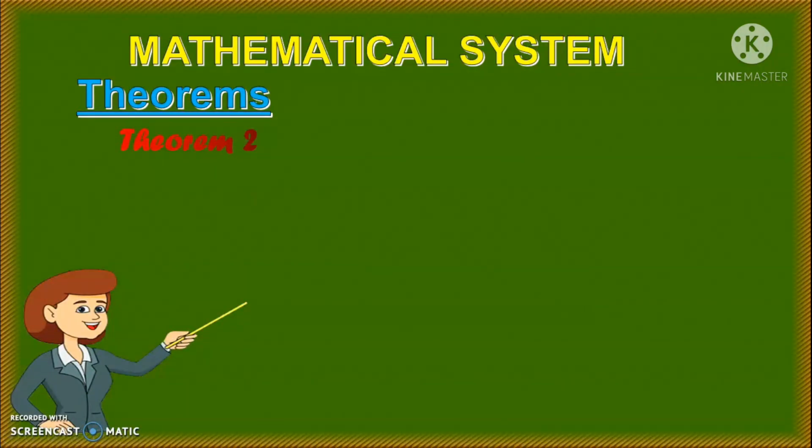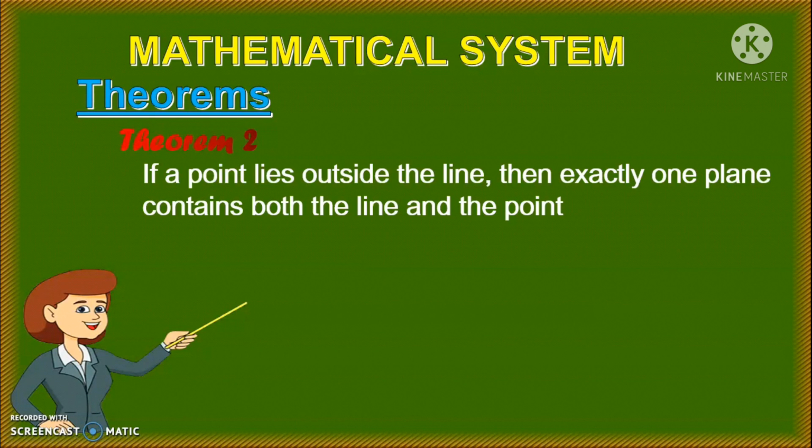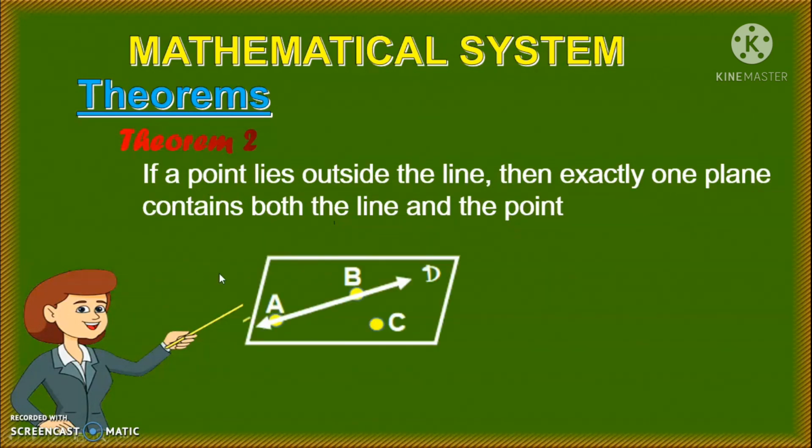Theorem 2: if a point lies outside a line, then exactly one plane contains both the line and the point. So, ito yung illustration natin. A point lies outside the line. Point C, wala siya sa line AB, outside the line. Then, exactly one plane contains both the line and the point, kasi nandito siya sa loob ng plane.